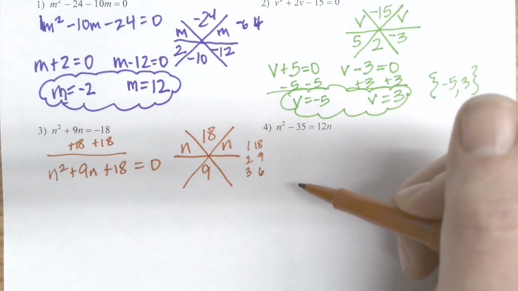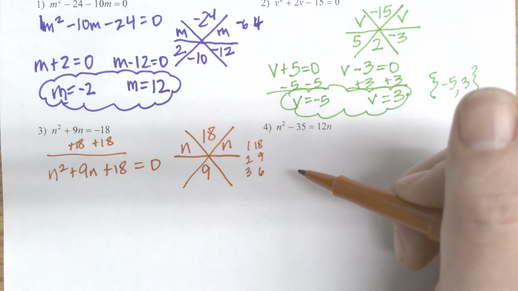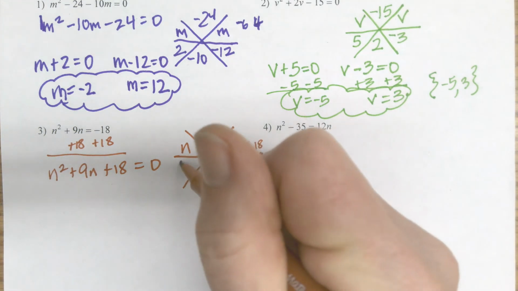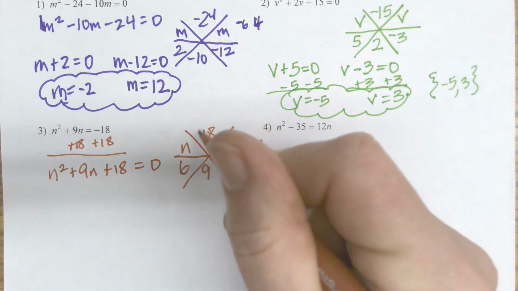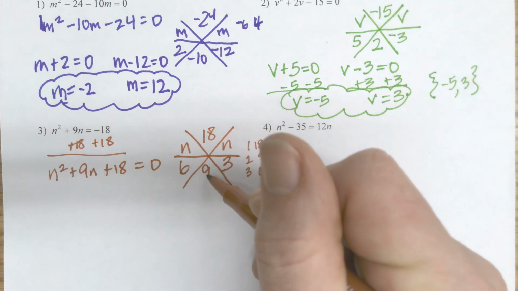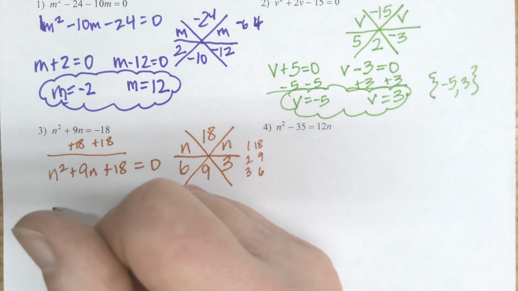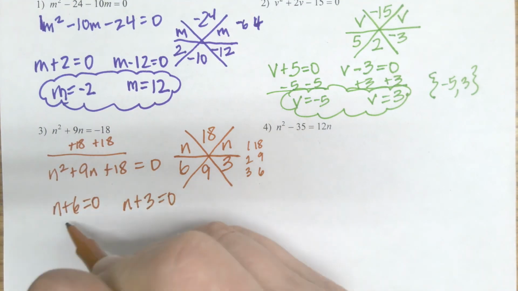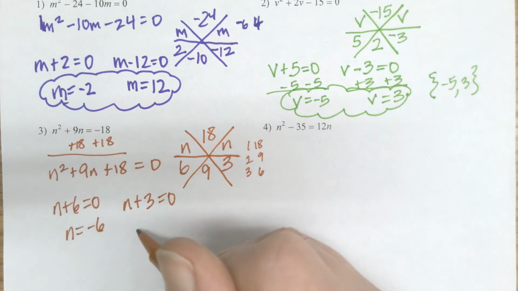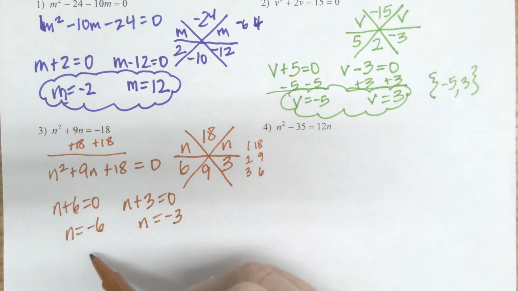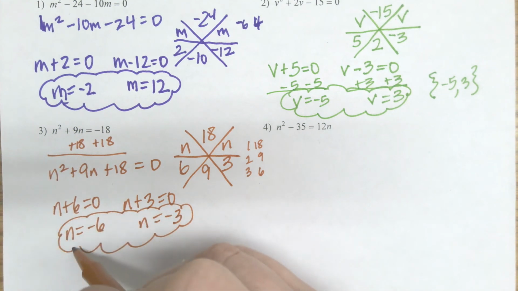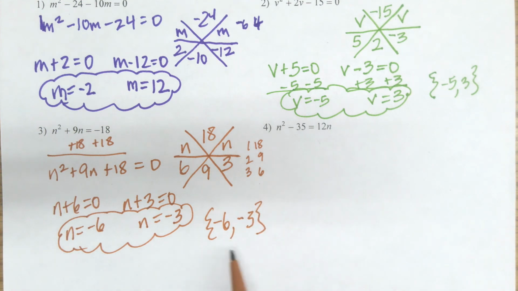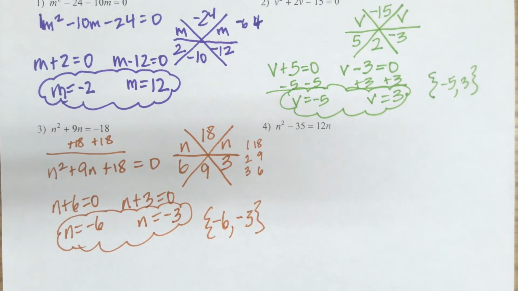What's that? Yeah, it looks like 6 and 3 will work. Both positive, because the top is positive and the bottom is positive, so they're both going to be positive. So I'll write this as n plus 6 equals 0, n plus 3 equals 0, n is negative 6, n is negative 3. Again, if you're doing a multiple choice, it would write them as negative 6 comma negative 3. Almost looks like a point, but it has the squiggly things on the outside.